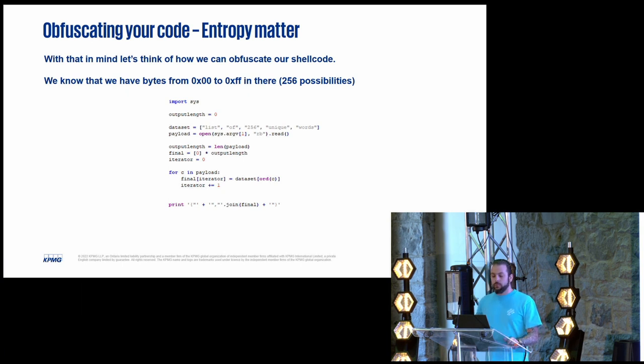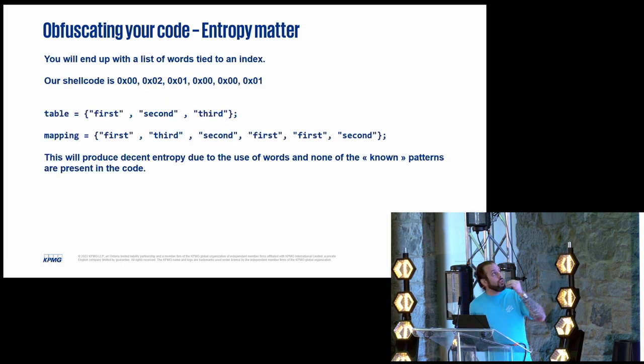So what you're going to end up with is something similar to this, right? Let's say your shellcode is 0020100001, and you have your table that contains all the offsets. In this case, we only have three because we only have three different bytes. So table first, second, and third. And the mapping of the shellcode will be converted to first, third, second, first, second, which are actually words, right? So you may have realized by now that we converted the shellcode into actual words, which is quite useful, right?